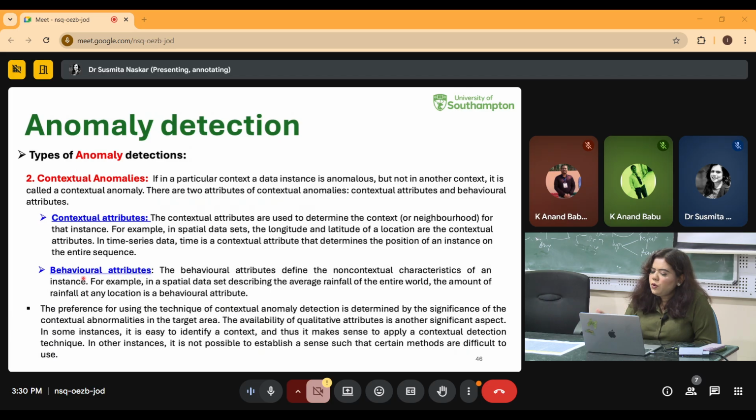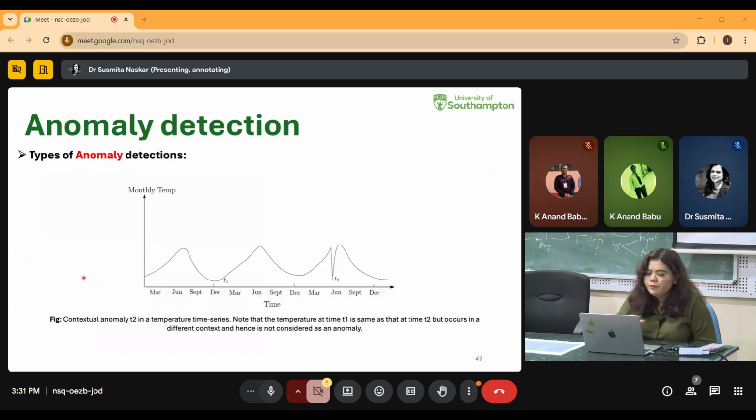So the choice to use contextual anomaly detection depends on how significant the contextual factors are, how important those are in the target area, and how easily the context can be established. In some cases it is very straightforward, and you don't need to think too much. But in some cases the context is not clearly defined, and those are the times that can be difficult to measure. So let's see one or two examples, some visual examples of how it could look.